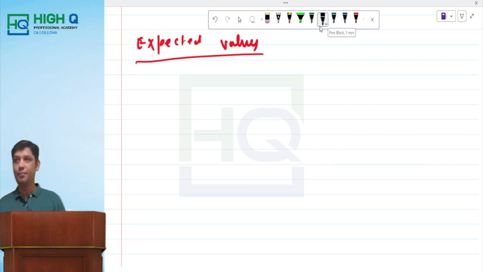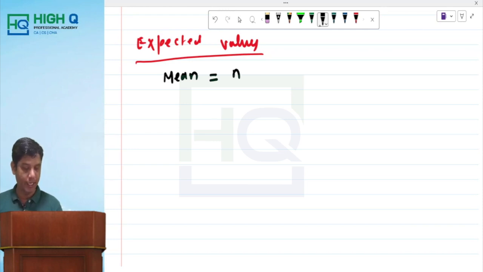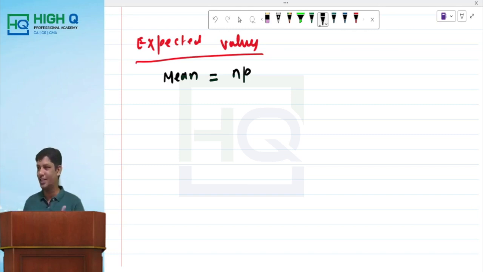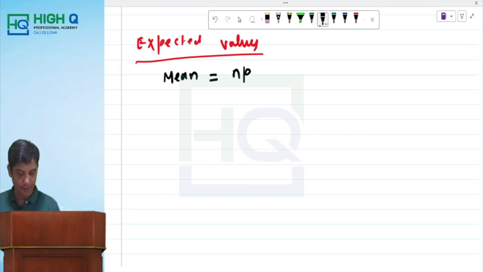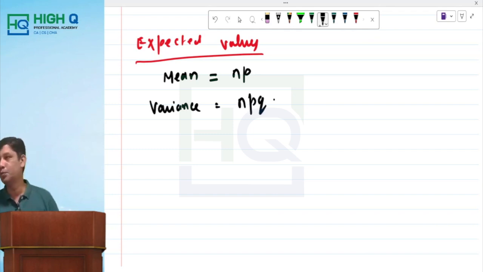Mean of a binomial distribution is nothing but np. The formula is the same: summation fx divided by summation f. So, n into p is our mean. Variance is nothing but npq, that is np into 1 minus p.